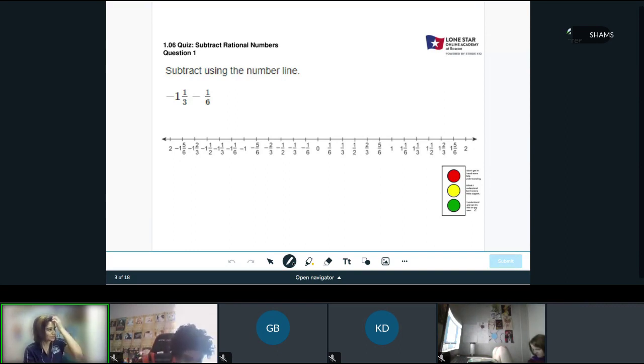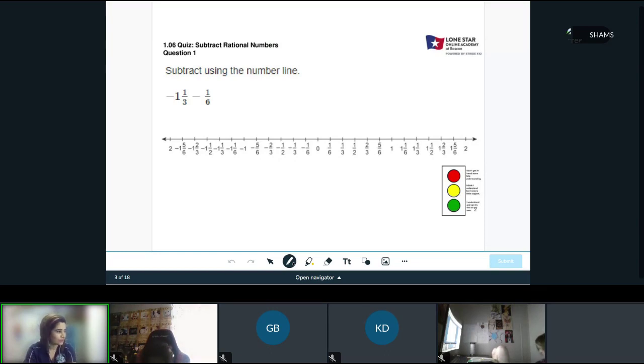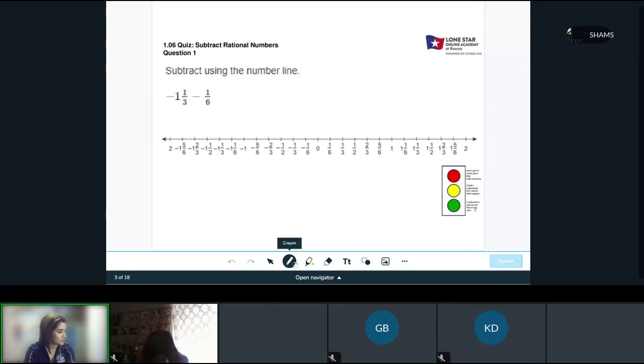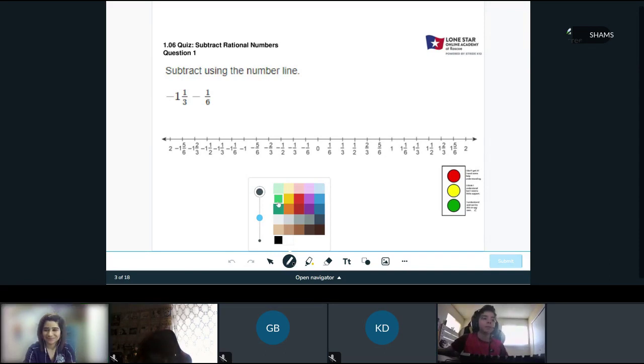Okay, this is question 1. Subtract using number lines. We have negative 1 whole 1/3 minus 1/6. If you joined the last tutorial session, we were looking at number lines and learning how to read them. It is important that we know how to read it.